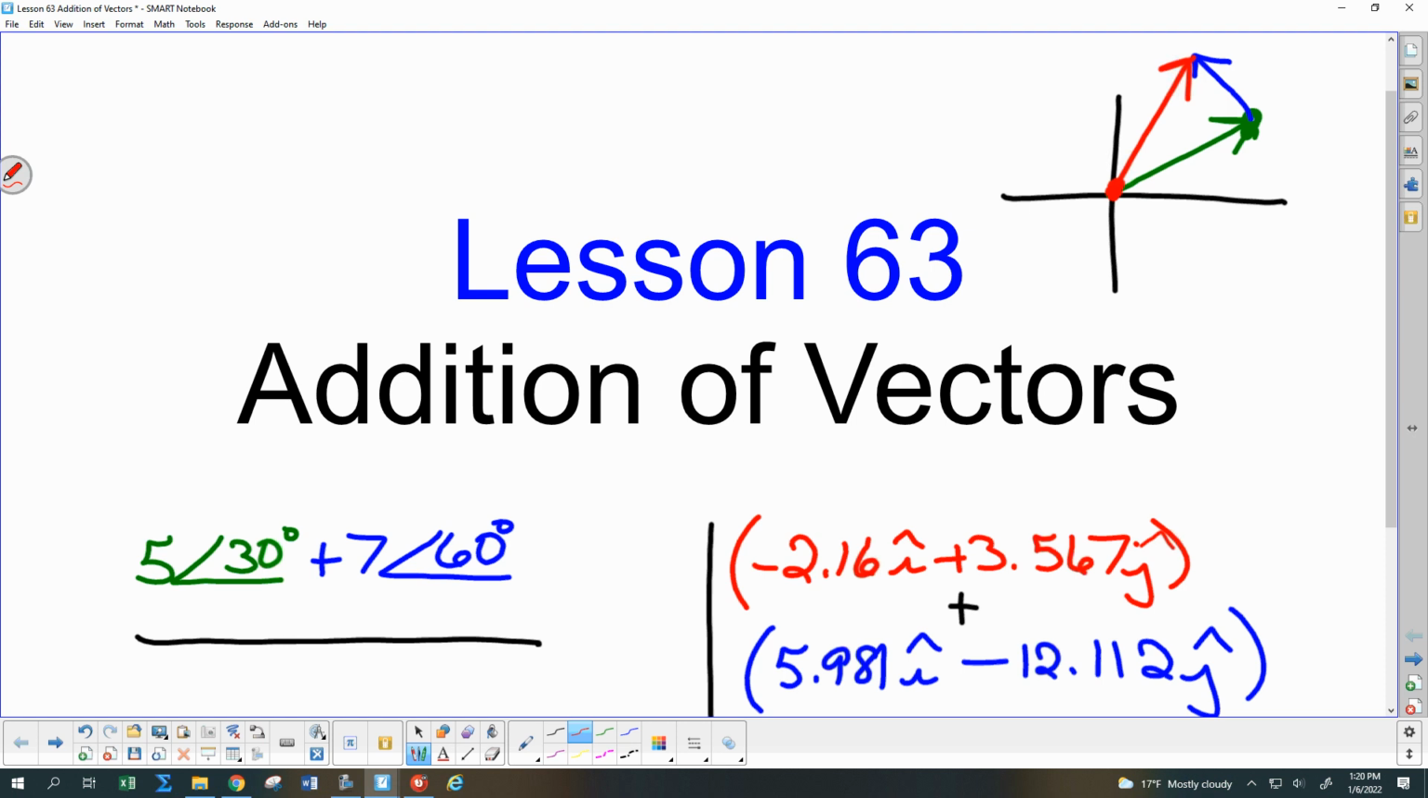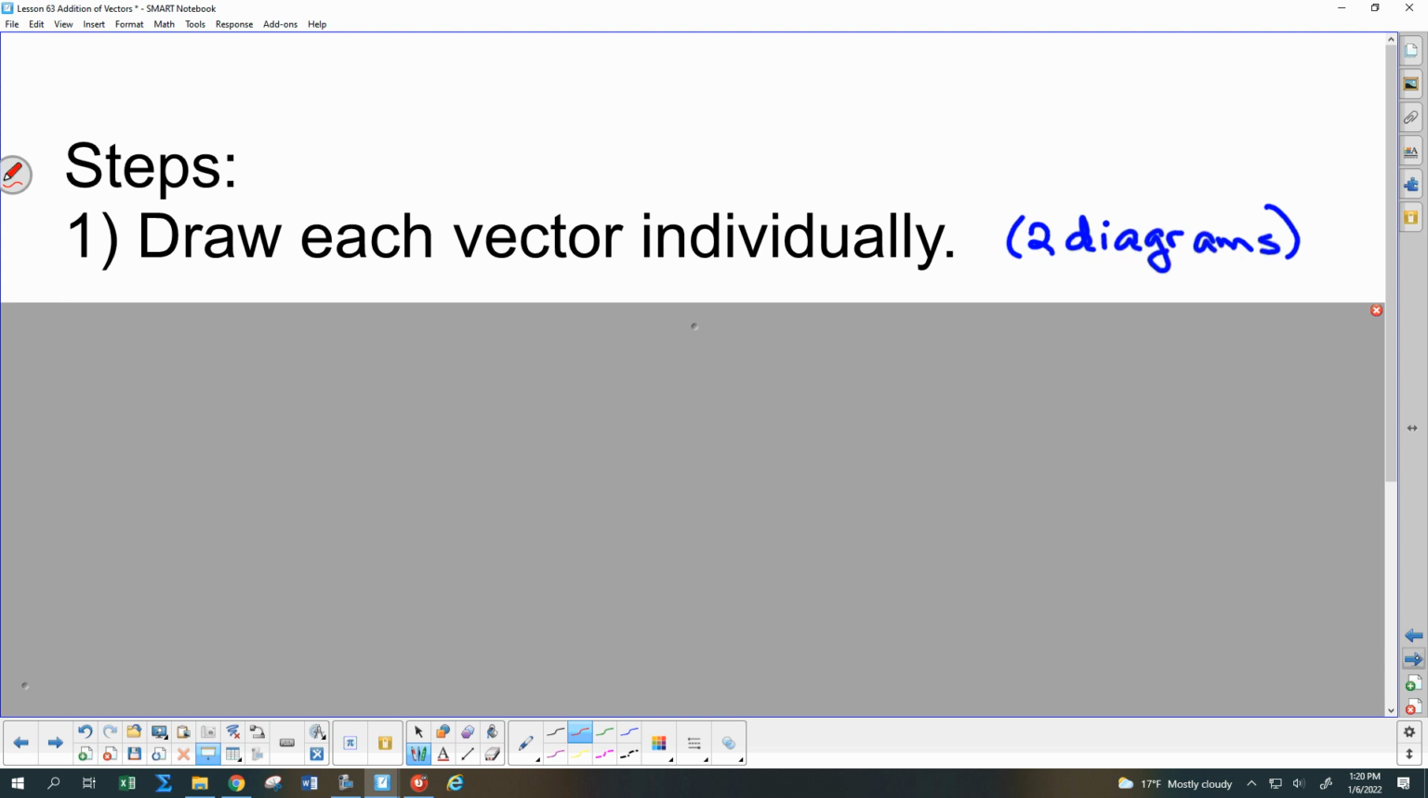So steps for that. First thing, and for now I want you to draw each vector separately, and then we'll draw it together with the final result. But for right now, we're going to start off drawing them separately. Later on, we can just do the combined drawing after we've gotten a little bit of practice to make sure we understand what's going on.